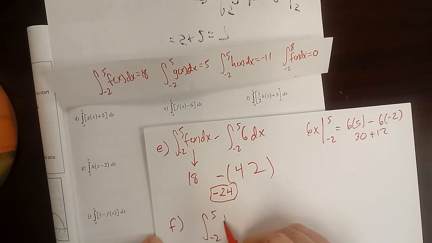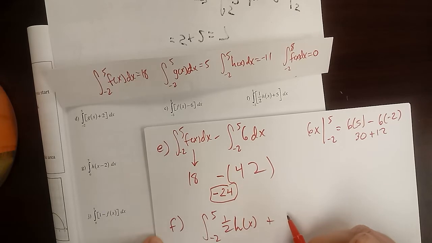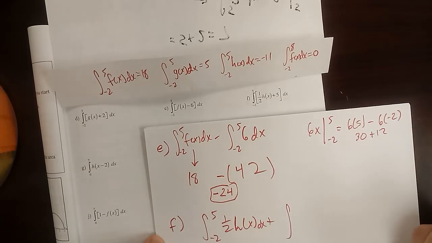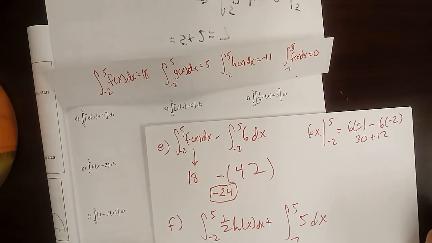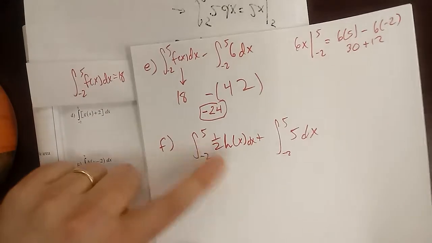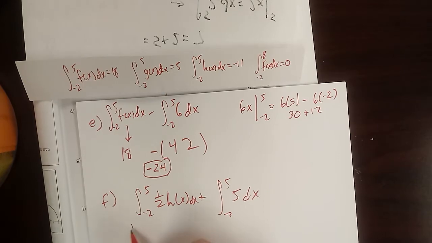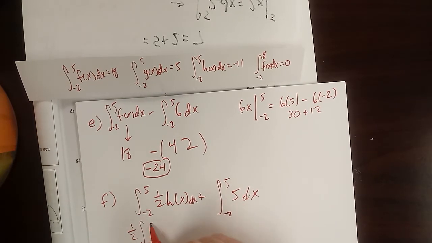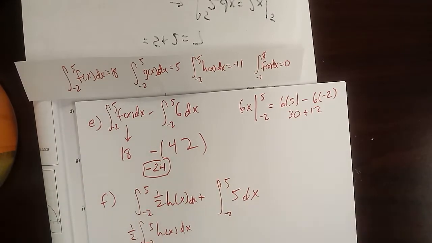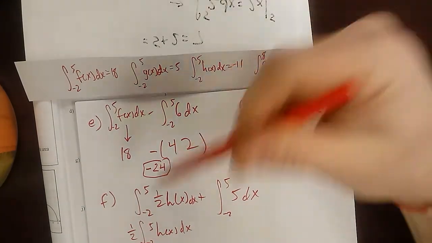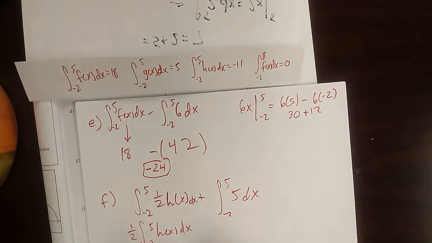From -2 to 5. This one is worth thinking about a little bit more because there's a little more happening. So I'm breaking it up into the two separate integrals again. It's the same sort of thing, except this one's got a half in here. So what we're going to have to do is pull the half out front. 1/2 the integral from -2 to 5 of h of x dx. That's easy. It's 1/2 times whatever this is, and it tells me it's -11. So it's 1/2 times -11.